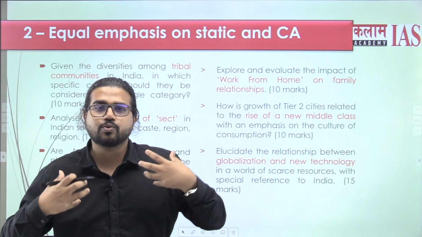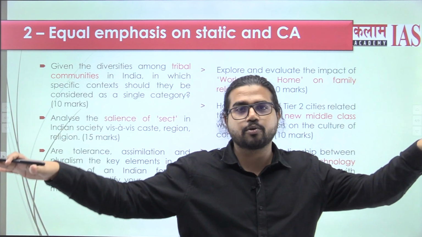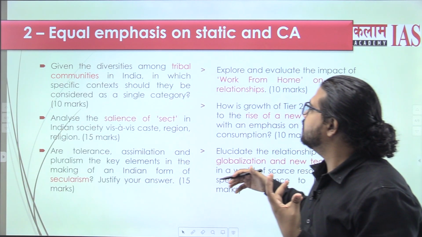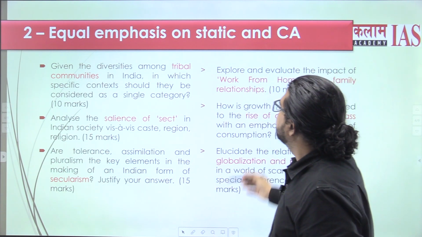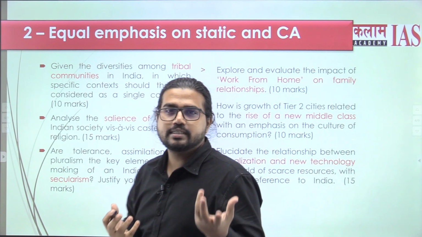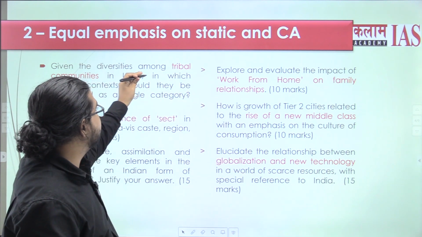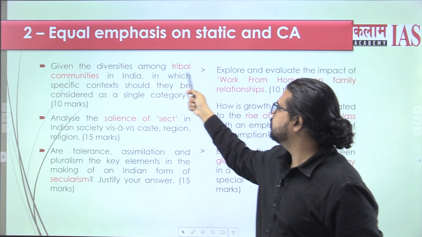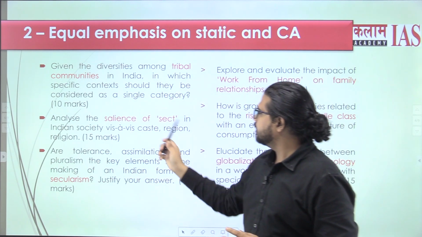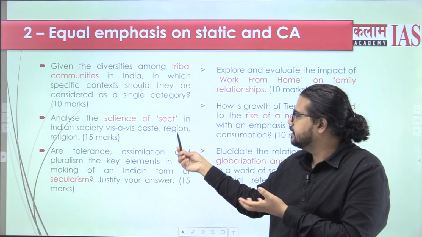So that is the first thing. Secondly, we understood where the questions are coming from: the syllabus, the broad areas. Secondly, let's look at why the questions are coming. If we look at the Indian society questions, one thing you can clearly see is 3 questions. One is on tribal communities. The second question is on salience of sect in India.